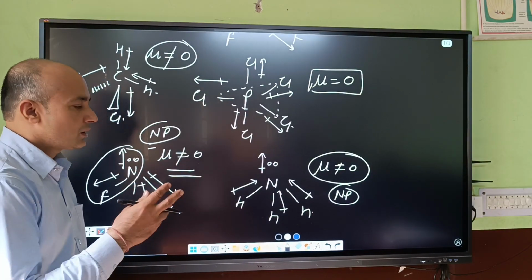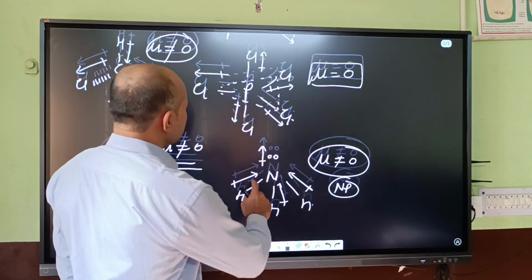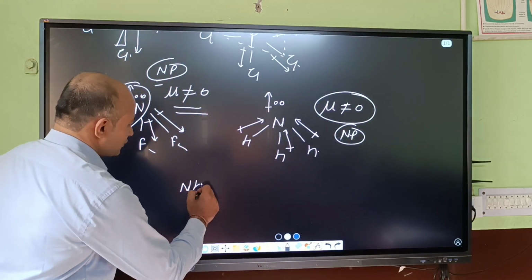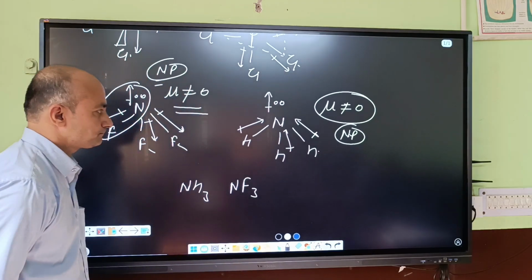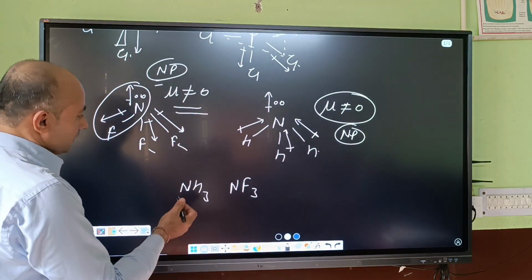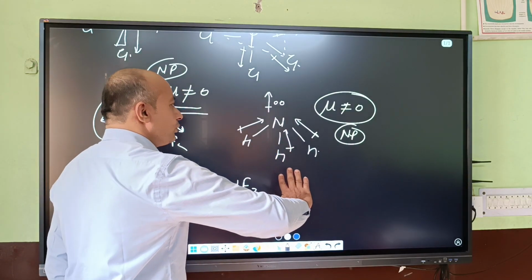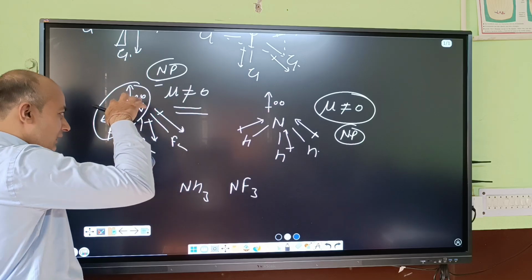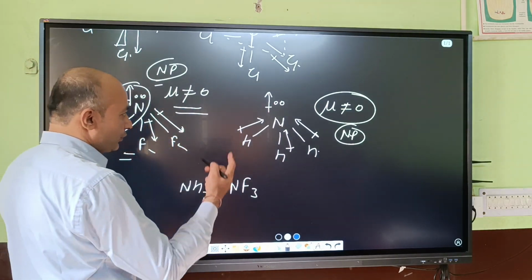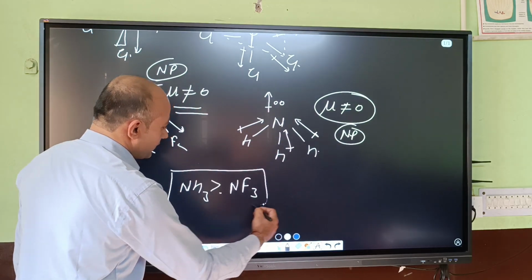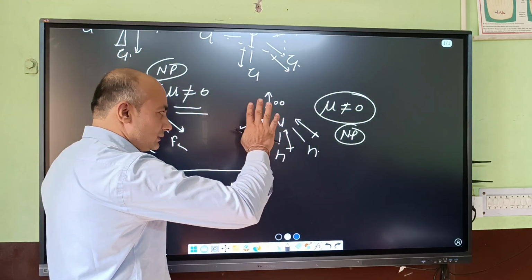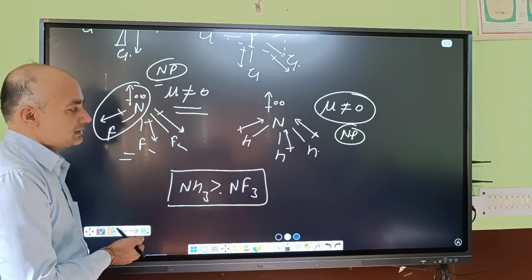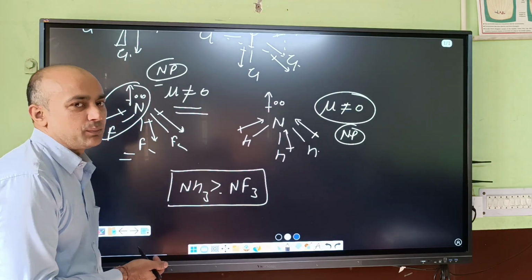Most important thing: a comparison may come in the exam. Which molecule has a greater dipole moment compared to the other? Suppose there are two examples, NH3 and NF3, girls and boys. Only a comparison. In ammonia, the bond dipoles are all in one direction, but in NF3, the lone pair dipole is in the opposite direction and the other three are one-sided. So the ammonia molecule is more polar compared to NF3. Why? In ammonia the directions are the same, but in NF3 the dipole directions are opposed, right, student? Then we can say that ammonia is more polar than NF3.